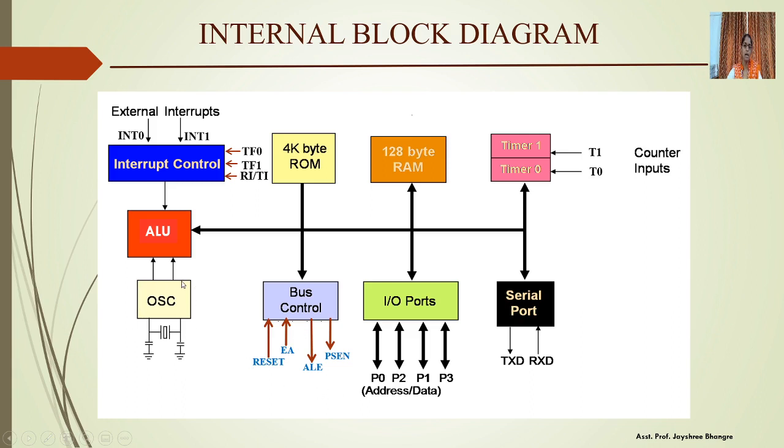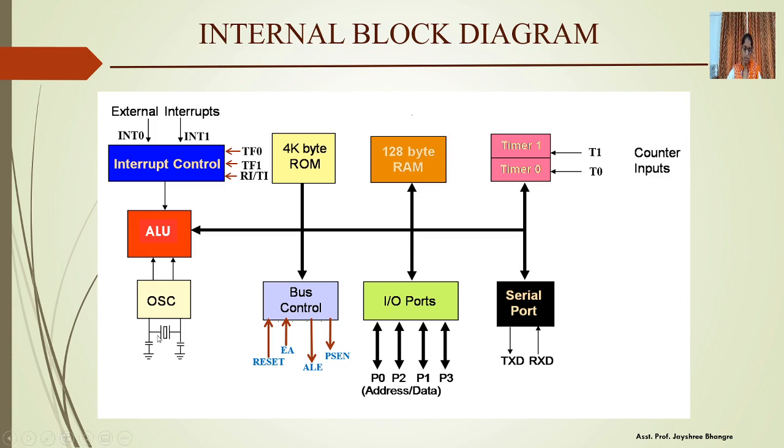The last but very important block is the oscillator. The oscillator is used to decide the speed of the CPU, or the oscillator is used to generate the clock for the CPU. So this clock signal allows the operations inside the microcontroller and the other parts to be synchronized. The clock generator is an integral part of the microcontroller and the user has to provide the additional timing circuitry in the form of a crystal.